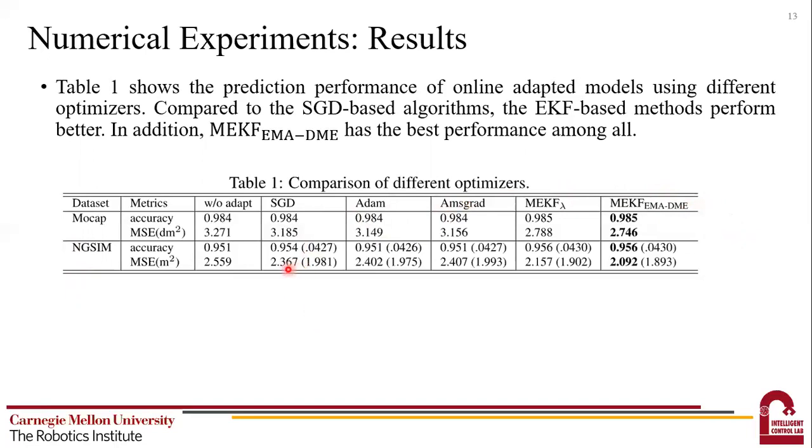The variance of performance using different optimizers on the NGSIM dataset is shown in the parentheses. In particular, the standard deviation of the prediction accuracy, as well as the standard deviation of the predicted trajectory, are shown. For trajectory prediction, EKF-based approaches have lower standard deviation than the SGD-based optimizers.